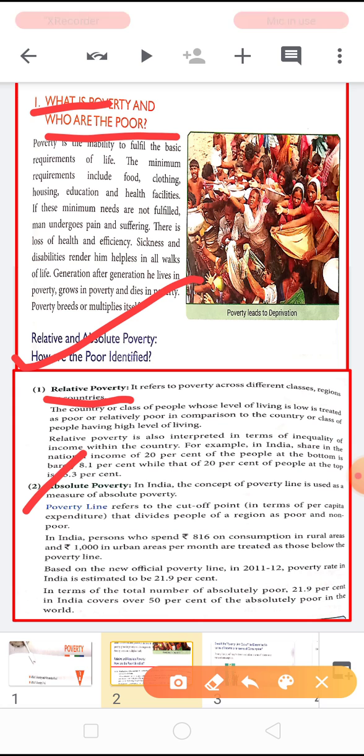Now we are moving on to the next one, that is absolute poverty. Now what do you understand by absolute poverty, children? Absolute poverty refers to the total number of people living below the poverty line. So according to the absolute measures, around 22% of India's population is living below the poverty line.